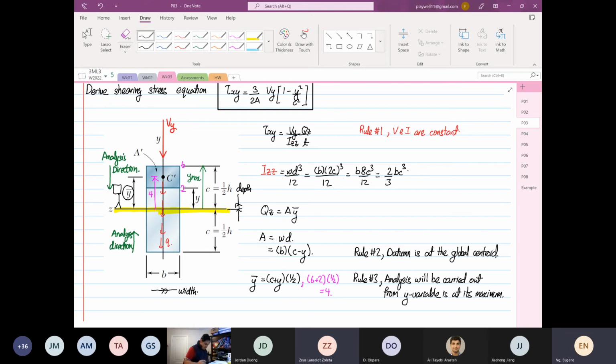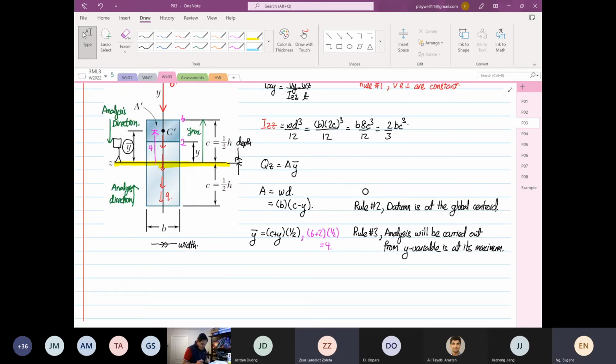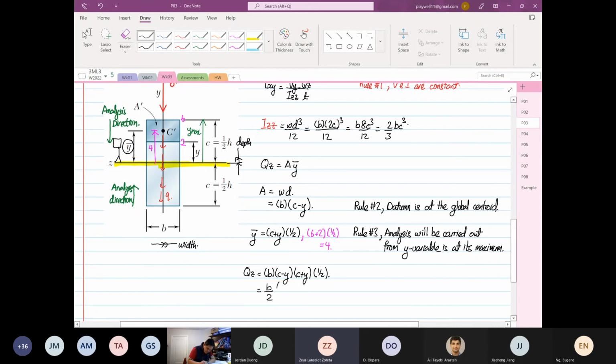Okay, so from here, we know our expression for Qz is equal to b over 2 times (c minus y)(c plus y), multiplied by half. So this will be equal to b over 2 (c squared minus y squared). Okay. So now we have everything already.